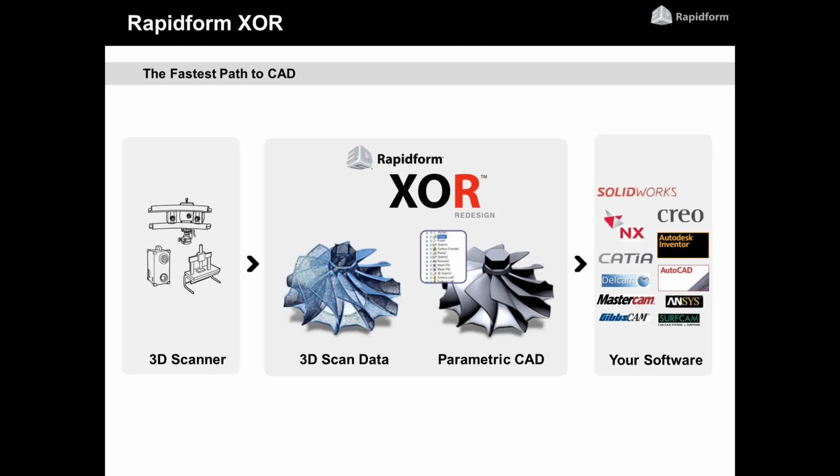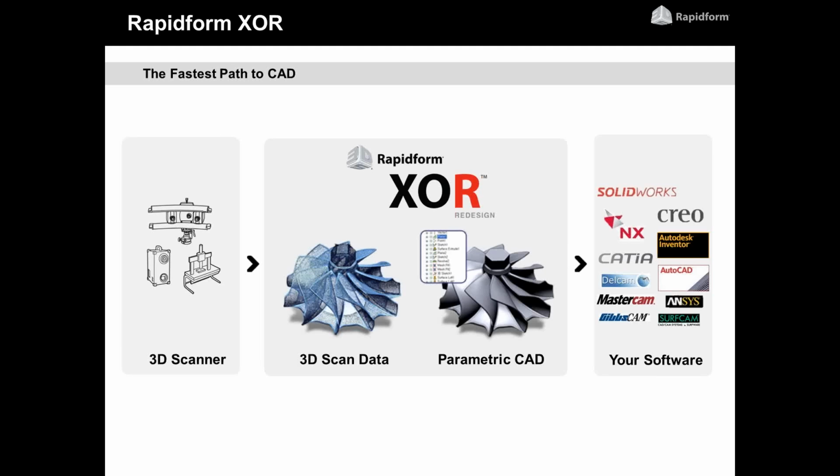We do some very unique things in XOR that differentiate us from just a basic CAD software. We allow you to use specialized tools to cut corners and skip steps and make your reverse engineering process very quick and very accurate.